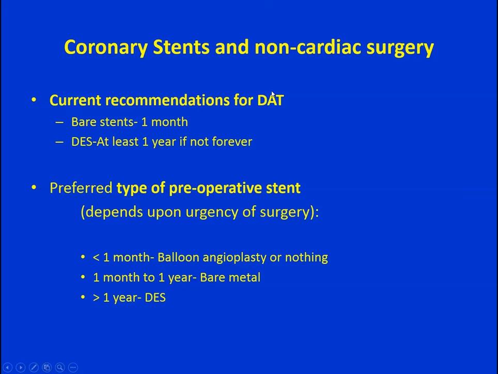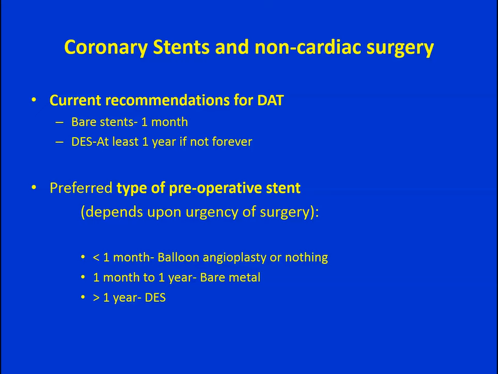So the preferred preoperative stent depends on the urgency of surgery. If surgery is necessary in less than a month, then balloon angioplasty or nothing is recommended. If you have a month to a year, then a bare metal stent is best. And if you can wait for a year, then a drug-eluting stent is preferred.